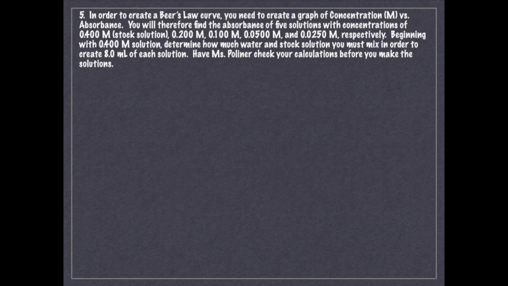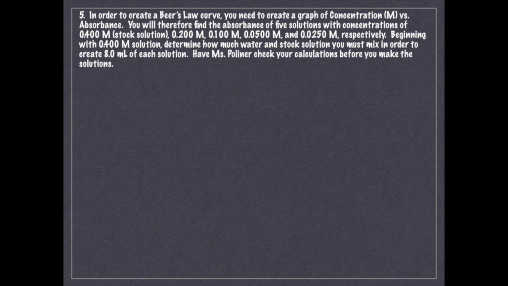All right, step 5. In order to create a Beer's Law curve, you need to create a graph of concentration versus absorbance. Now, you already saw that in the pre-lab question. You saw what that graph's going to look like. Now, you're going to create one yourself. You will therefore find the absorbance of 5 different solutions with all of those different concentrations, respectively.